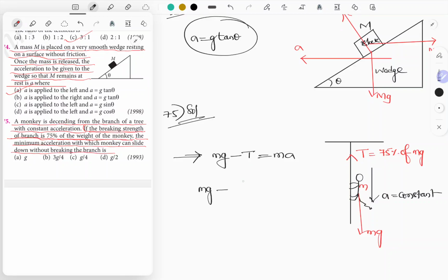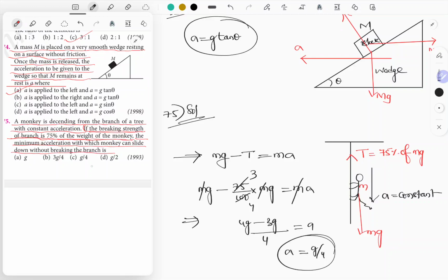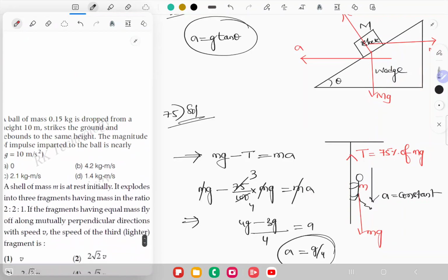mg minus T is 75% of mg. 75% means 75 by 100 times mg, which is equal to ma, and m gets cancelled out. 75 by 100 is nothing but 3 by 4. So it can be represented as (4g − 3g) divided by 4, which is equal to a. Then a is equal to g by 4. Which option matches? Option C is correct. Super. Next.